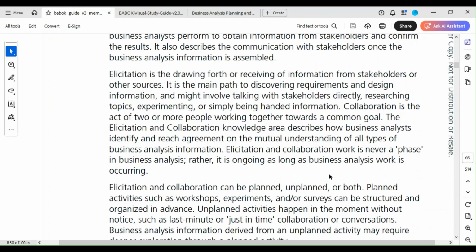Elicitation is the drawing forth or receiving of information from stakeholders or other sources. So you are trying to draw out information not just from your stakeholders, but from other sources, be it documentation and so on. It is the main path to discovering requirements and design information, and might involve talking with stakeholders directly, researching topics, experimenting, or simply being handed information. So you can get this information directly from your stakeholders, from research, from experiments, or just someone handing it over to you.